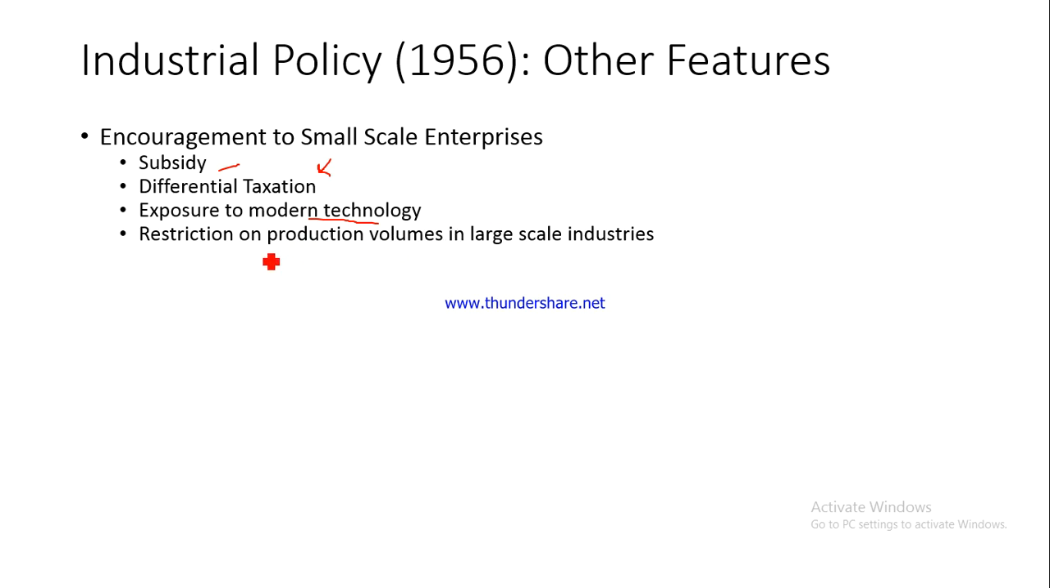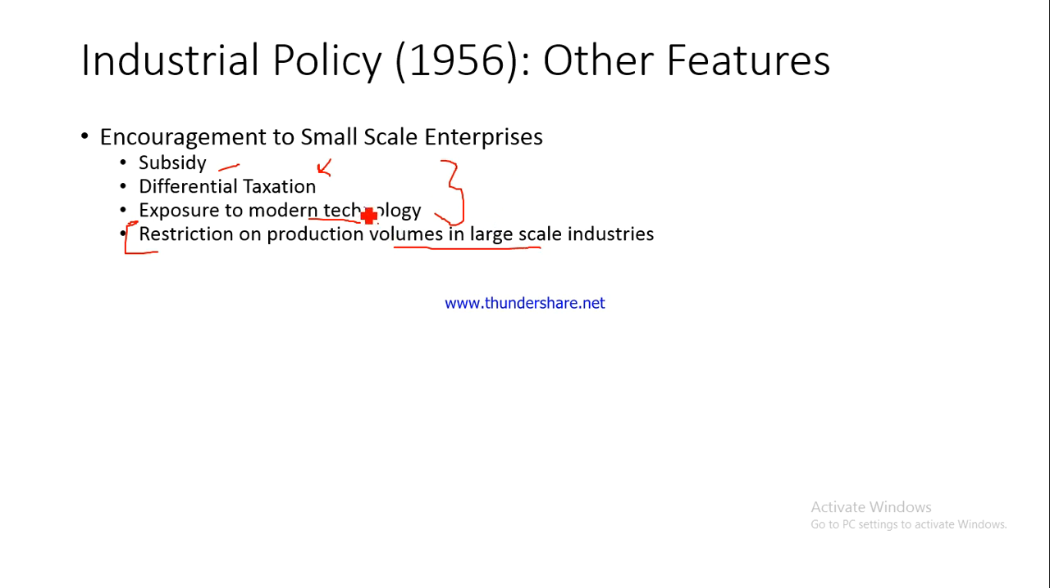And then one more aspect was brought in. Now these were positive steps. Please have a look. You are just providing some kind of a positive push to the SSIs, but this was a step which basically talked about restricting the production volumes in the large scale industries. Why? So that at least some space is left for the small scale industries to sell their products, so that not all the market is cornered by the large scale enterprises. So it was said that the production volumes would be restricted in large scale industries, so at least some of the market can be catered to by the small scale enterprises.